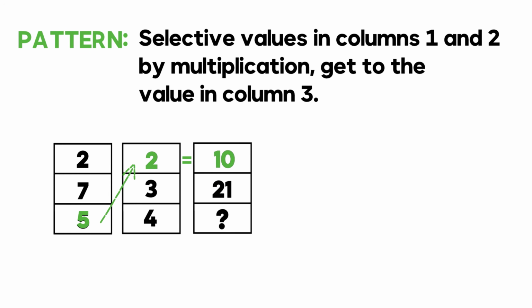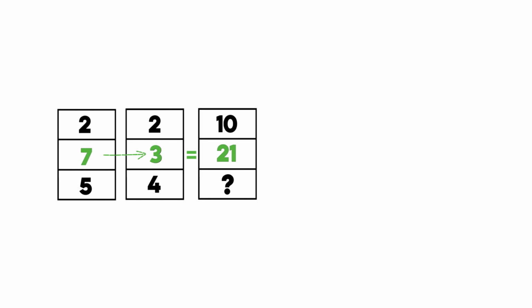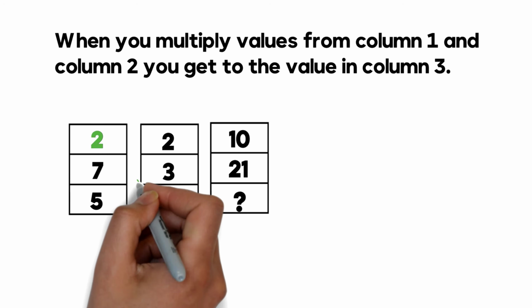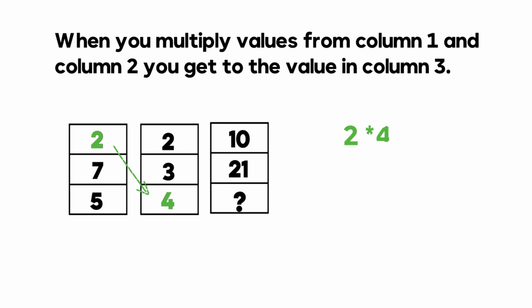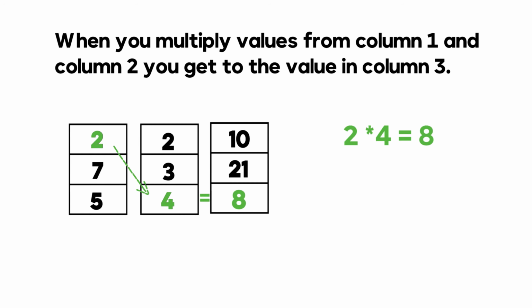If we multiply 5 by 2, we get to the value of 10. The second set of values is represented by the middle row. 7 multiplied by 3 equals 21. So the missing value here can be calculated by multiplying 2 by 4, and the end result would be equal to 8. So the correct answer to this problem is choice A, 8.